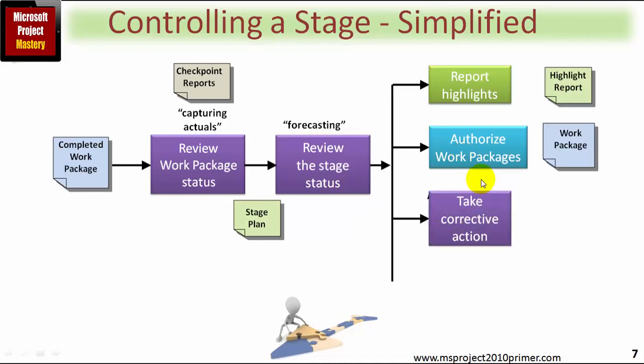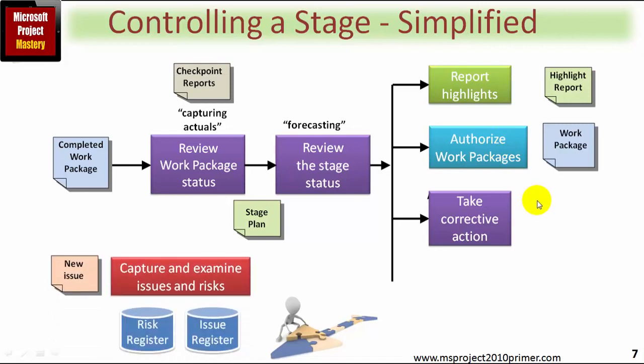Indeed, one of the major actions the project manager would need to undertake is taking corrective action. Whenever a problem occurs, taking corrective action may need authorizing new work packages or modifying existing ones. During the life of a stage, issues and indeed risks may arise throughout the stage. And to this end, the project manager would use both the risk and issue register to help manage such situations.